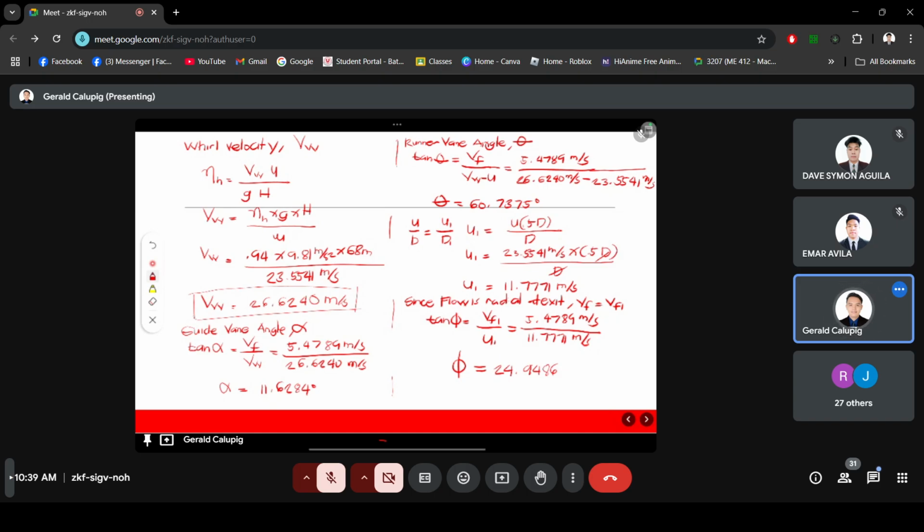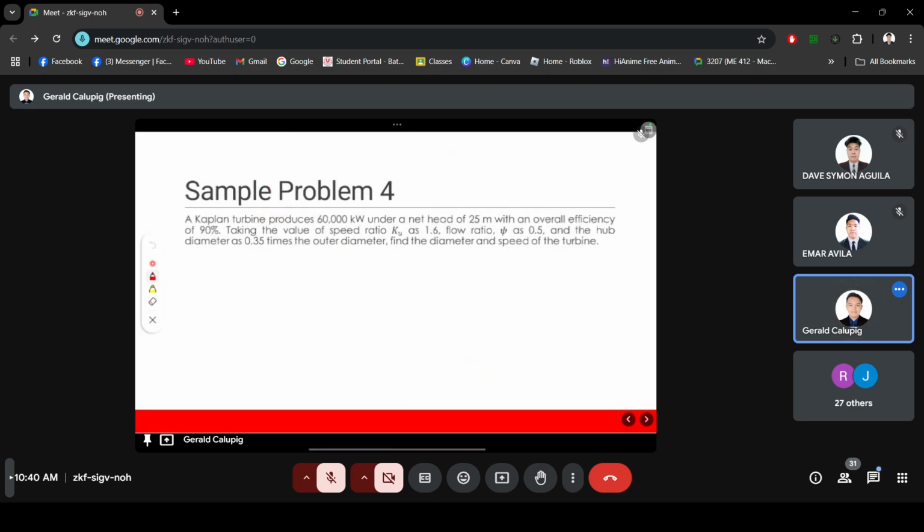Please take the arc tangent of 0.4652 to get the angle phi. So we already designed a Francis turbine. Any question for problem number 3? Do you have any question? If you don't have any question, we can proceed to the next problem.